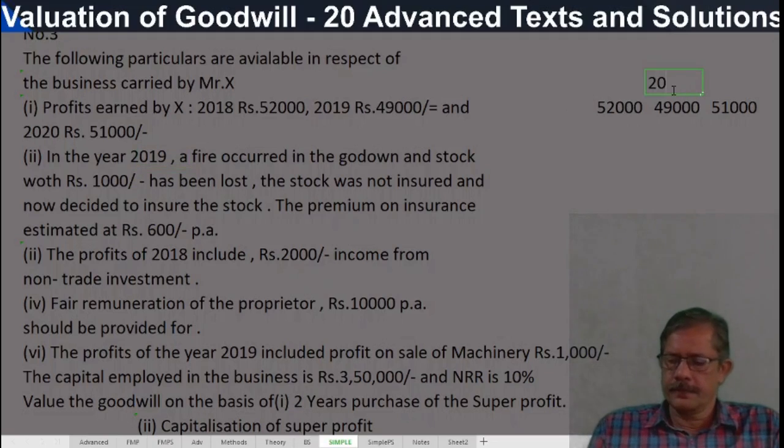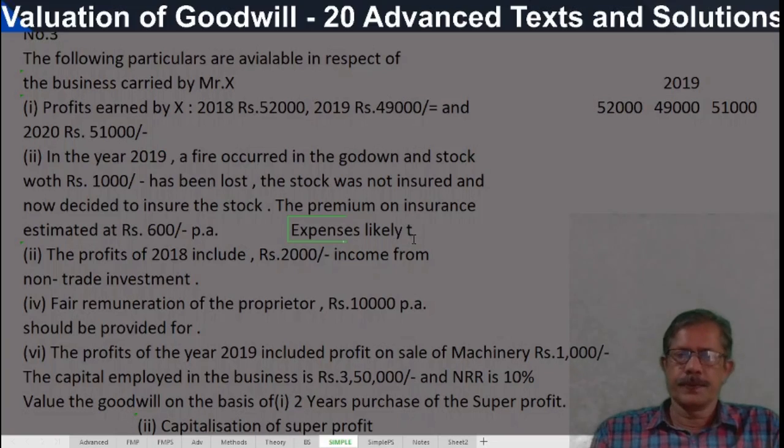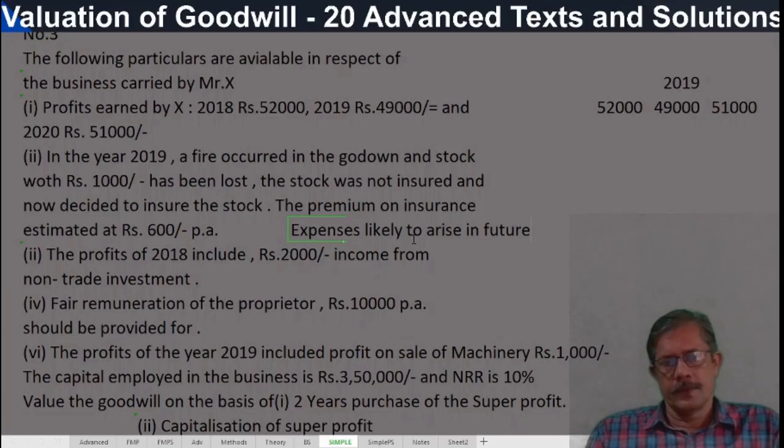2019, add loss of stock by fire. And now it is decided to insure the stock against fire. These are expenses likely to arise in future. Future management cost. These are all expenses likely to arise in future.